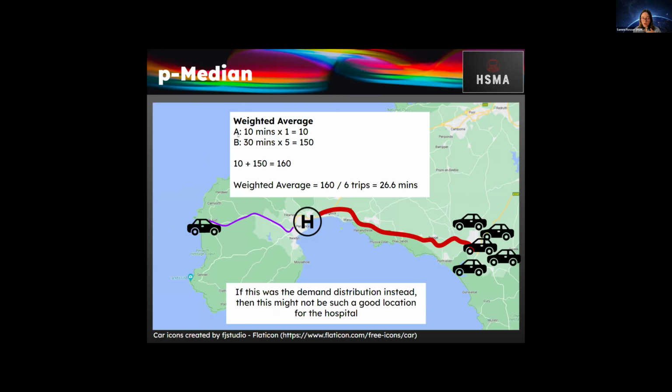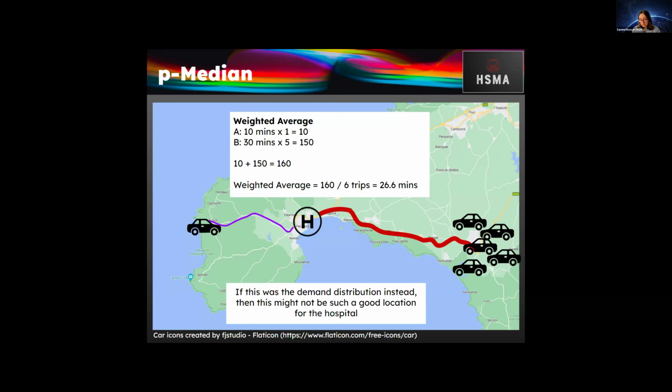Well, this time our weighted average will be, we've got one person doing this 10-minute journey, so that's 10. We've got 5 people doing this 30-minute journey, that's 150, 30 minutes times 5. Add those two together and you've got 160. Take this, divide this by the average number of trips, the total number of people in this case, and you've got 26.6 minutes. So depending on the demand here, your hospital location hasn't changed, but your judgment of how good this solution is has changed quite significantly.